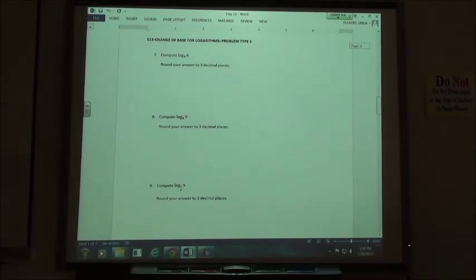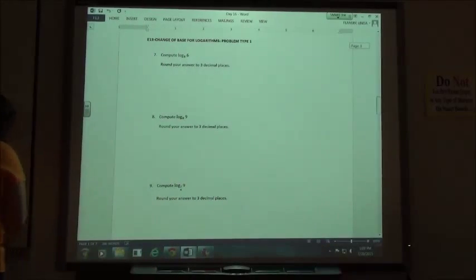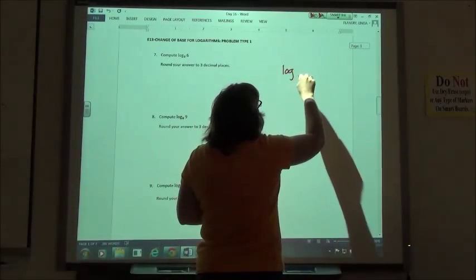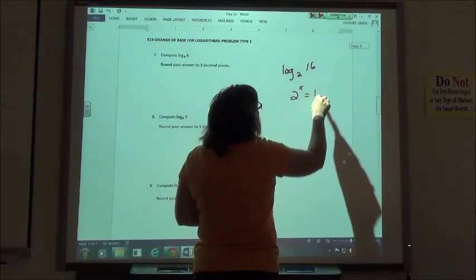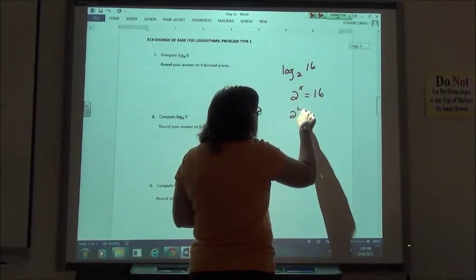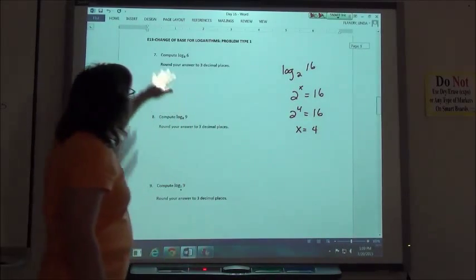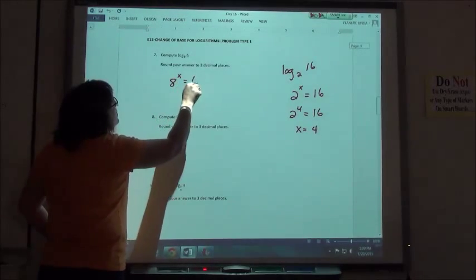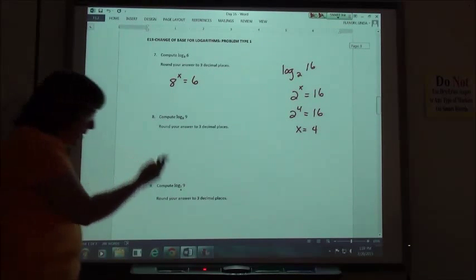The next ones we are going to compute things like the log base 8 of 6. We've already done some where we could actually do the calculation. When we had log base 2 of 16, we said, okay, 2 to what power equals 16? And we knew 2 to the 4th was 16, so x had to equal 4. Well, on these ones, if I tried to rearrange it, I would say 8 to what power equals 6? Well, it's going to come out to a really weird number, so we have to find a different way of solving it because we can't do it that way.